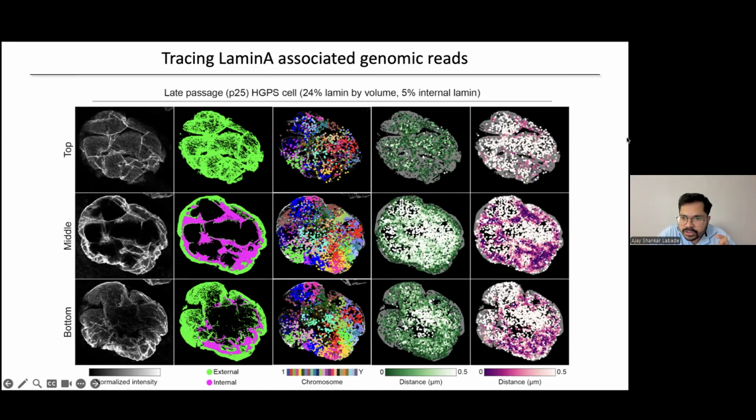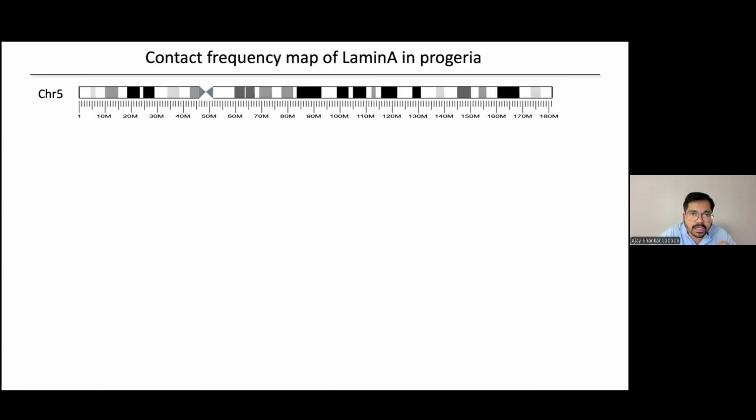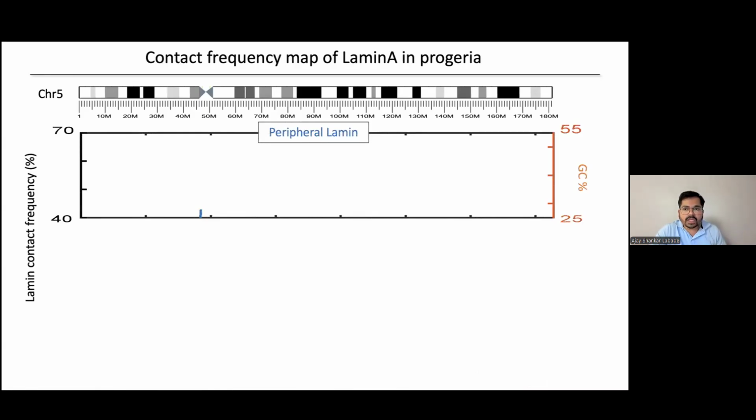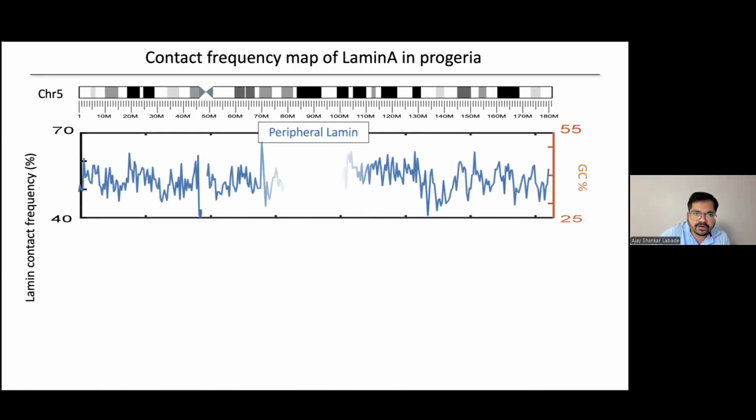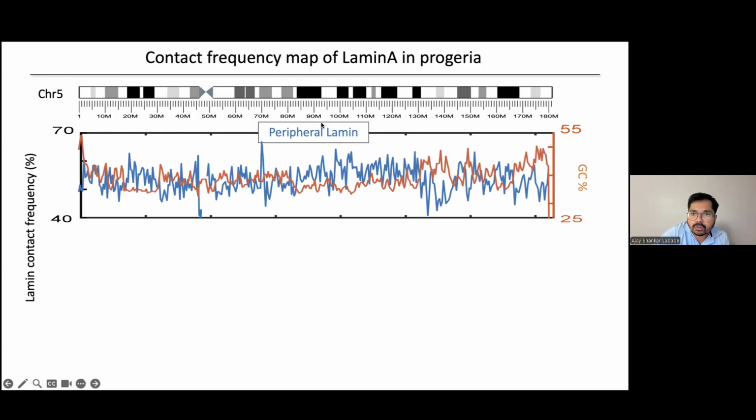Now we know the chromatin that is with the internal lamin. We know the chromatin that is with the external lamin. Can we characterize it? Can we find out what type of chromatin that is? So what we have done in this case is, let's say, for example, here, what we are seeing is a graph where we converted chromosome 5 in this example into small bins. These are 500 kb bins. And for each bin, we look at its distance from the lamin.